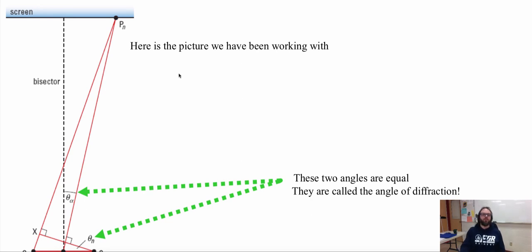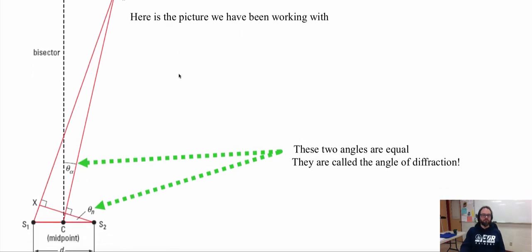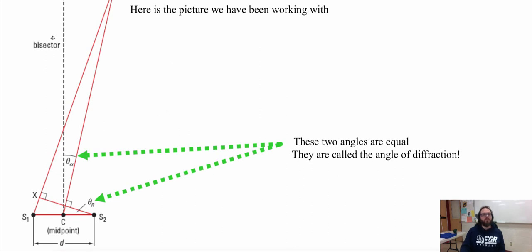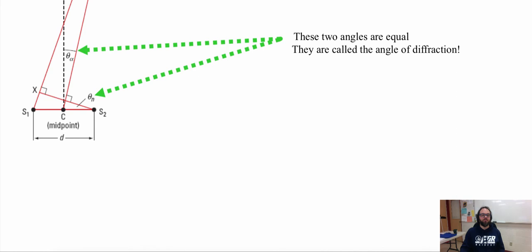So here's the picture we have been working with. Now, here's the thing. From the center to our bisector, this angle here is essentially the exact same as this angle here, from S2 to X, making this triangle. These are equal. They are called the angles of diffraction. So the angle of diffraction is the angle from the center to the node from the bisector right here, which will be equal to this angle right here, if we make this little triangle to try and figure everything out. And C is the midpoint.